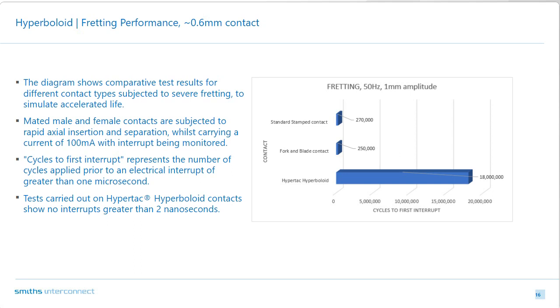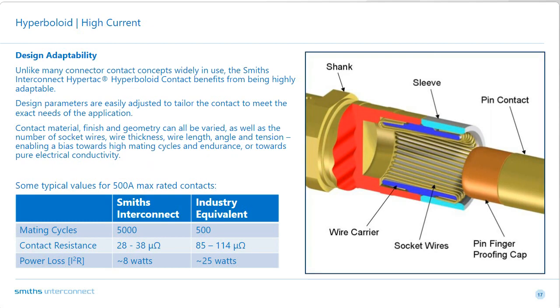The last criteria I wanted to talk about with the Hyperboloid is its design adaptability. There are a number of different criteria that we can vary that tailors the Hyperboloid to the specific end requirement. So the number of socket wires, how thick they are, the wire length, the angle, and the tension, all could be adjusted and all can be biased towards various different criteria. For example, they could be biased towards high mating cycles, high endurance, or just towards pure electric conductivity. So it's a very adaptable contact technology.